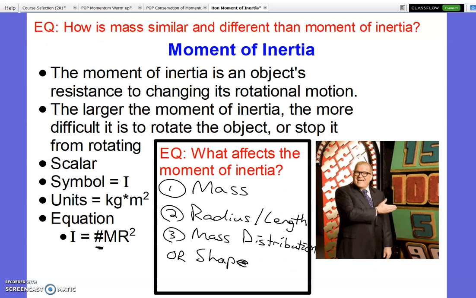So to recap, the moment of inertia is an object's resistance to changing its rotational motion versus mass, which measures how difficult it is to change its linear motion. The larger the moment of inertia, the more difficult it is to rotate it or to stop it from rotating, similar to inertia itself, which is how difficult it is to get it to start moving or stop moving in a straight line. Both mass and moment of inertia are scalars. The symbols and units, of course, are different. And we see that moment of inertia doesn't depend just on the mass. It also depends on the size and also where the mass is located for the shape.